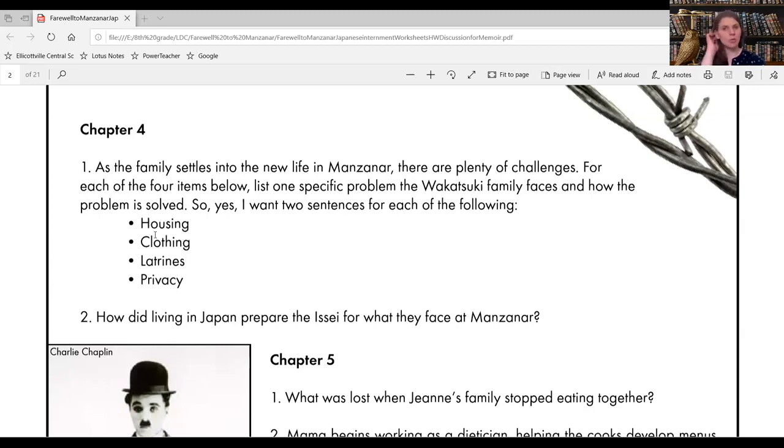The first one there is housing, and we already know from the last 2 chapters what some of the problems are with the housing, and then how the problems are solved. And then we have 3 more: clothing, latrines. Latrines are the toilets or the bathrooms, and then also their privacy. So what are the problems that go along with those, and then how are those problems solved?